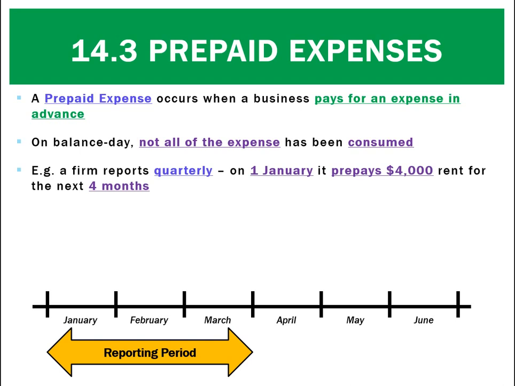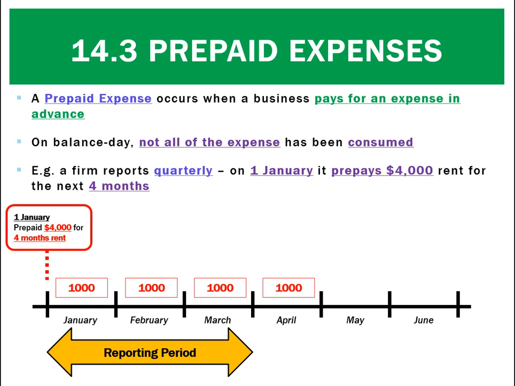Looking at an example, a firm reports quarterly, so that would be from January, February to March. And on the 1st of January, it prepays $4,000 rent for the next 4 months. So you can see a payment's been made on the 1st of Jan to cover our rent from January to April. But our problem is our balance day doesn't actually end at the end of April, it's going to happen quarterly, so we'll need to figure out our profit at the end of March.